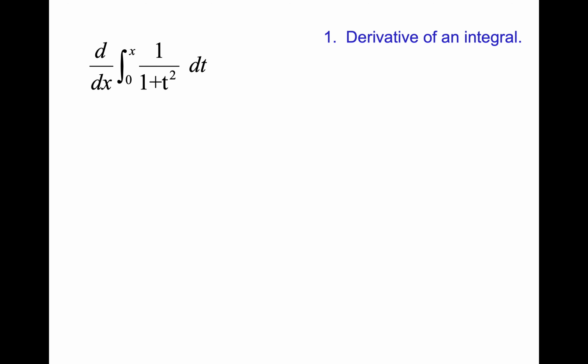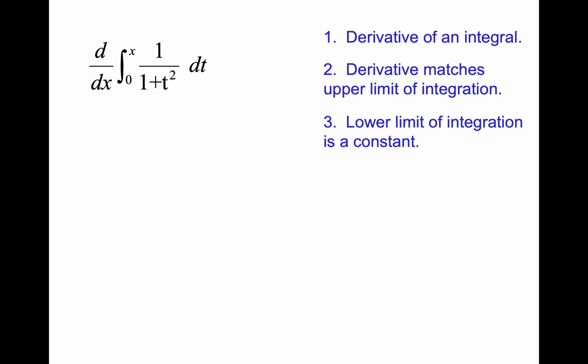We're taking the derivative of an integral. The derivative matches the upper limit of integration. They're x's. The lower limit of integration is a constant. We've got a 0 there. So you literally plug in the x and you get 1 over 1 plus x squared. Easy.